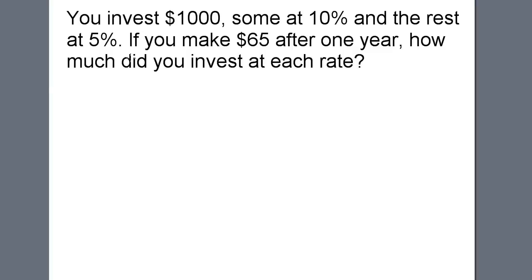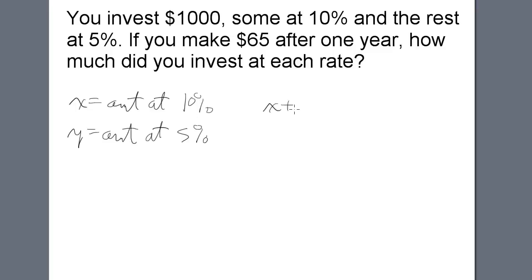First, we want to assign variables. We'll say x equals amount at 10%, and then y is amount at 5%. And then we invest $1,000, so we know x plus y equals 1,000.